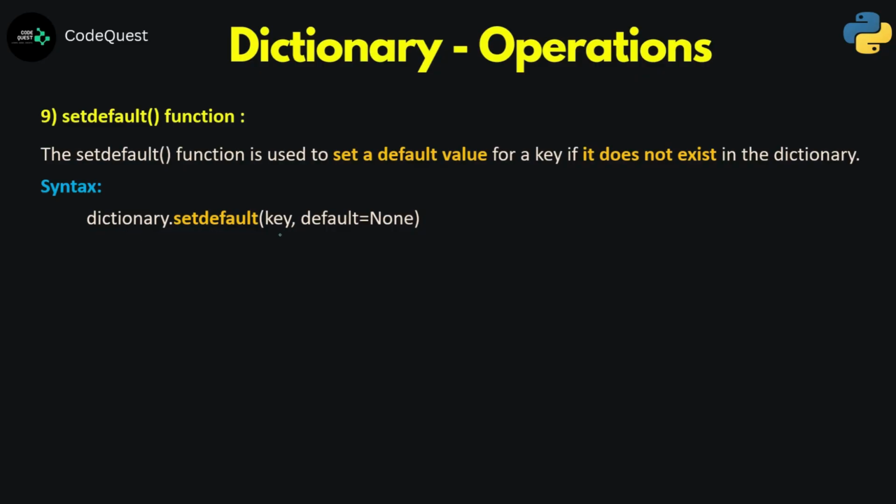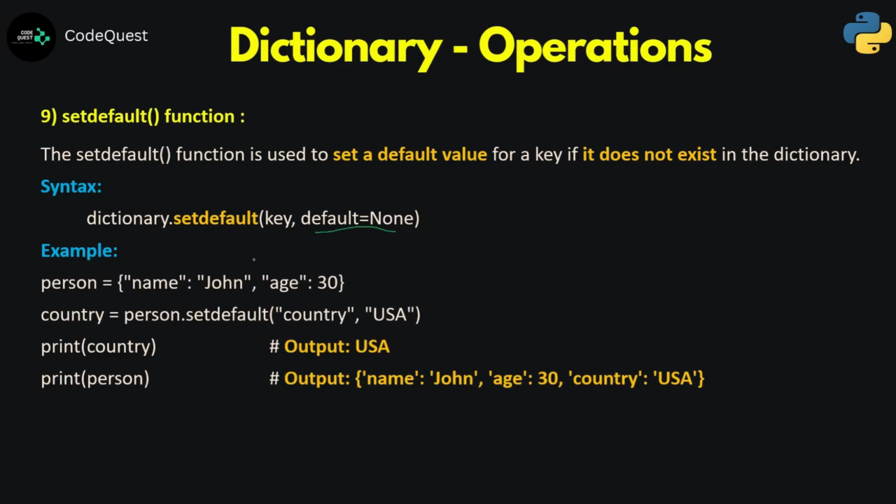So what we can do, we can take some dictionary and we can call set default. Here we can specify some key and then we can write some default. By default it is None. Now let's say we have taken this dictionary person holding two elements as of now. So here we are calling person dot set default, and I am writing country comma USA. Now this first one is nothing but your key. But as we observe in this person, country as a key is not present.